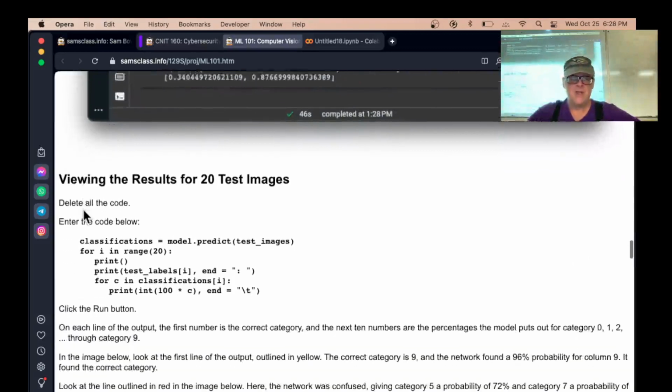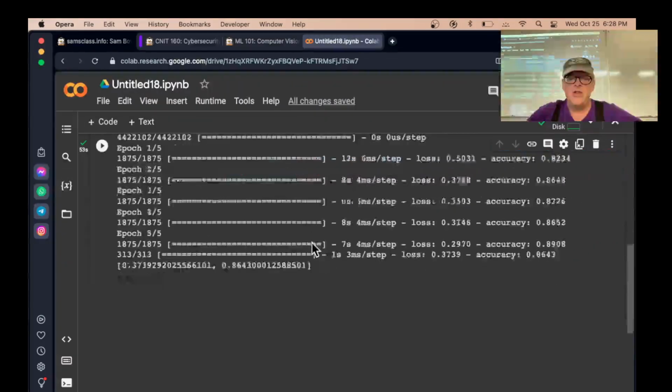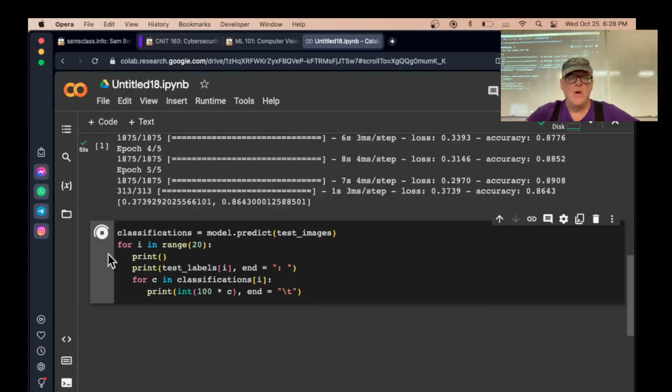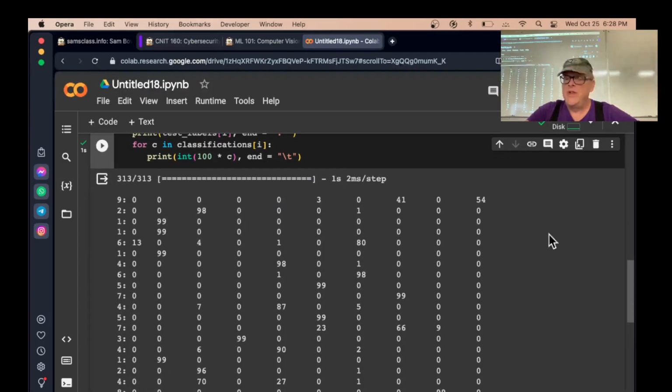But first, let's see which ones it got wrong. This is going to show the results for the first 20 images, so we can understand what the model did. What you're seeing is the probability that this image is in category 0, 1, 2, 3, 4, and so on. The first number is the right answer.